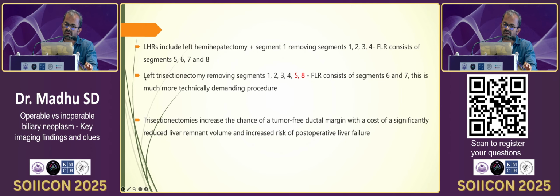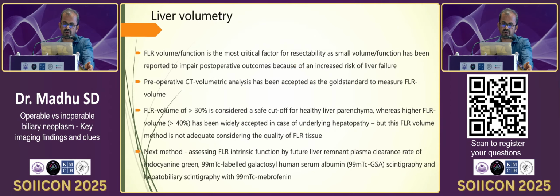When they do left hemitrisectomy, they are going to include segment 5 and 8 also. In this we are going to achieve R0, but FLR may not be sufficient. These are the things which the surgeon will keep in mind while doing the surgeries. For that we should give all the information necessary for the surgeon.